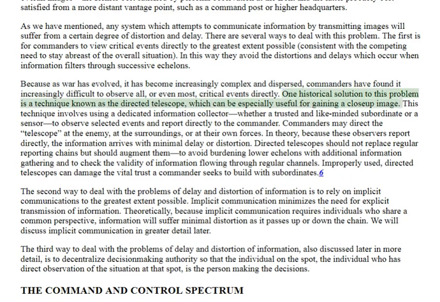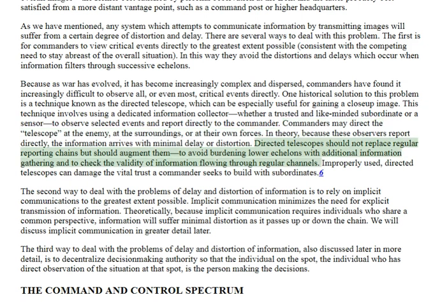One historical solution to this problem is a technique known as the directed telescope, which can be especially useful for gaining a close-up image. This technique involves using a dedicated information collector, a trusted and like-minded subordinate or a censor, to observe selected events and report directly to the commander. Commanders may direct the telescope at the enemy, at the surroundings, or at their own forces. In theory, because these observers report directly, the information arrives with minimal delay or distortion.